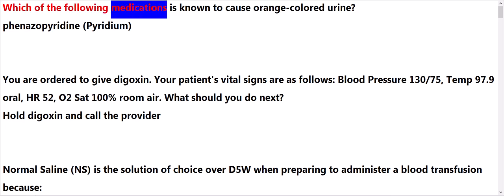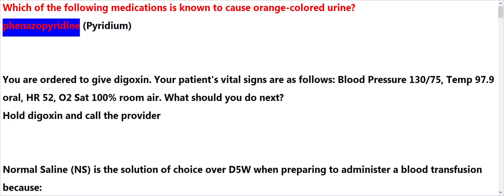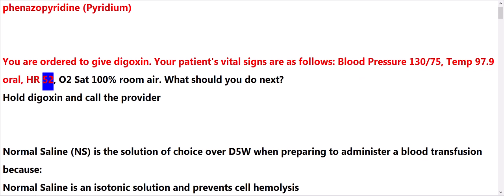Which of the following medications is known to cause orange-colored urine? Phenazopyridine, Pyridium. You are ordered to give digoxin. Your patient's vital signs are as follows: blood pressure 130/75, temp 97.9 oral, HR 52, O2 sat 100% room air. What should you do next?